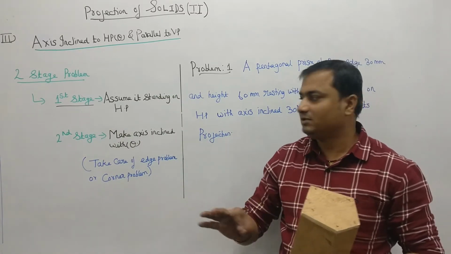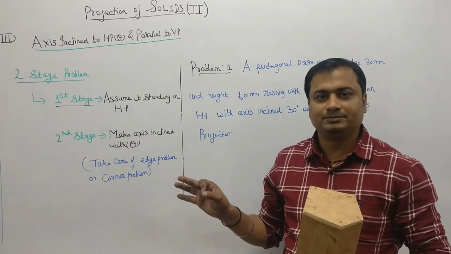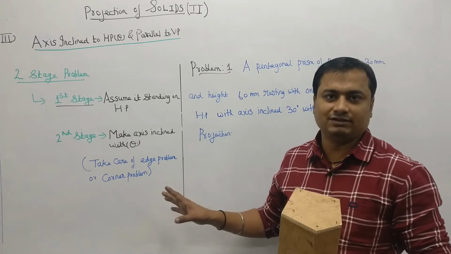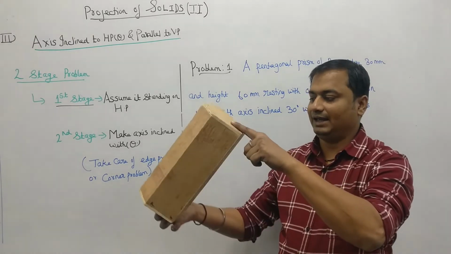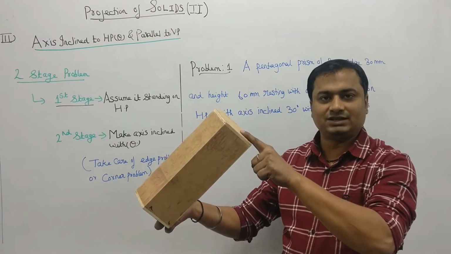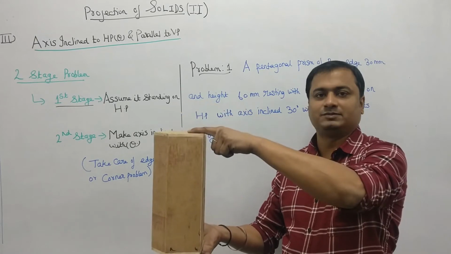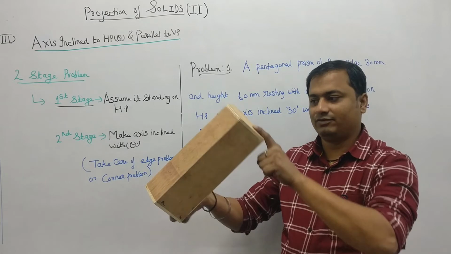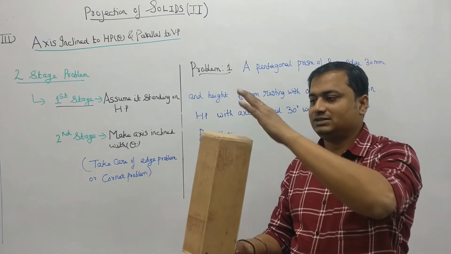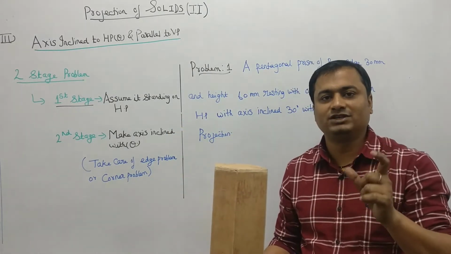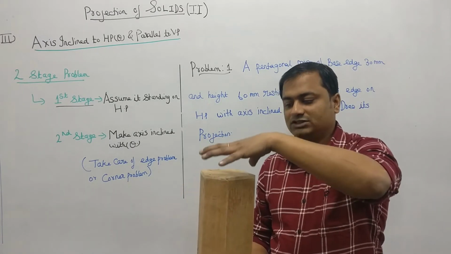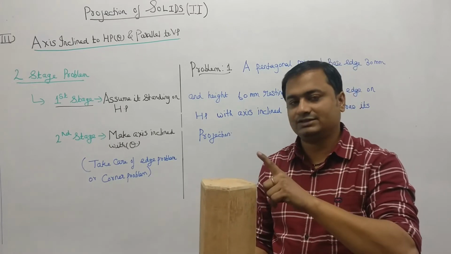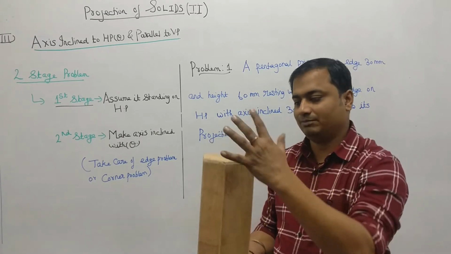Just make the concept of how we are going to solve this problem. What are the steps which we are going to use here, and this is a common step for each and every problem. So if my solid is inclined like this, in the first stage I will be assuming it is standing on HP. Actually we have to make it for the inclined one, but starting will be from this. So if the solid is standing on HP, we have to first make the top view. We have seen this in the first case, when the solid is resting on HP. First make the top view, then plot the front view.